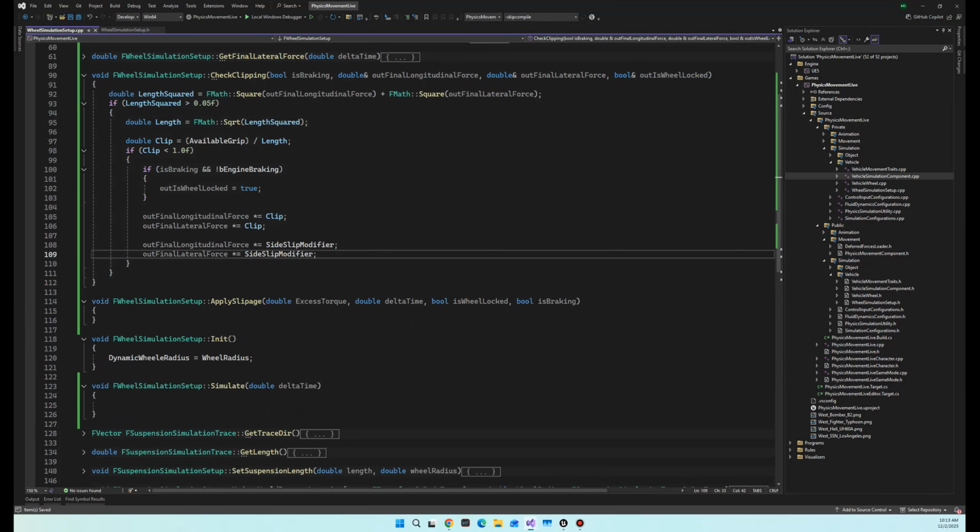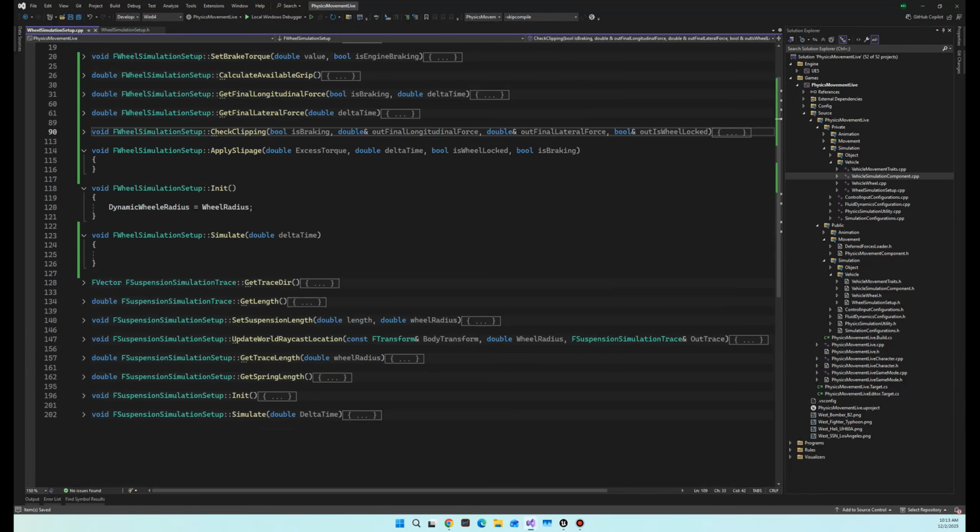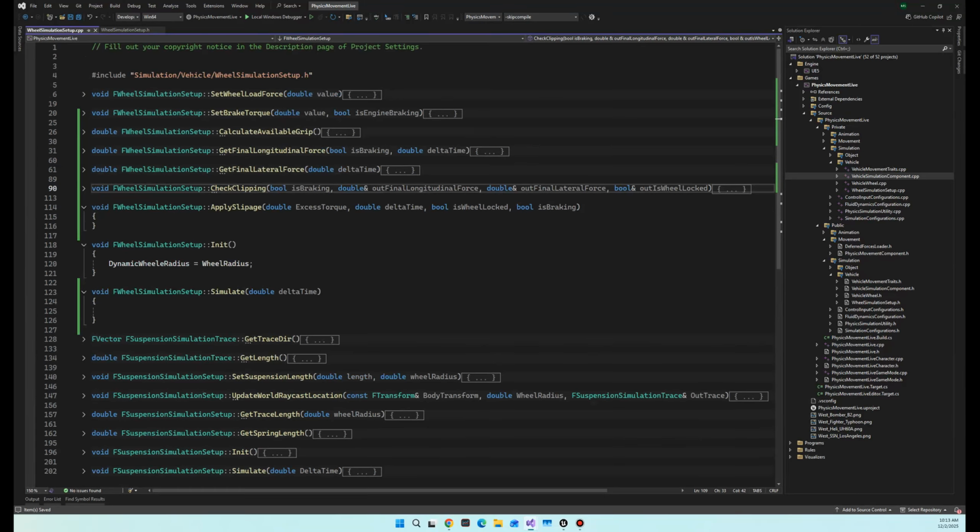All right, so that's our clipping. So finally, we're coming down to the last 3 functions. So we have apply slippage.